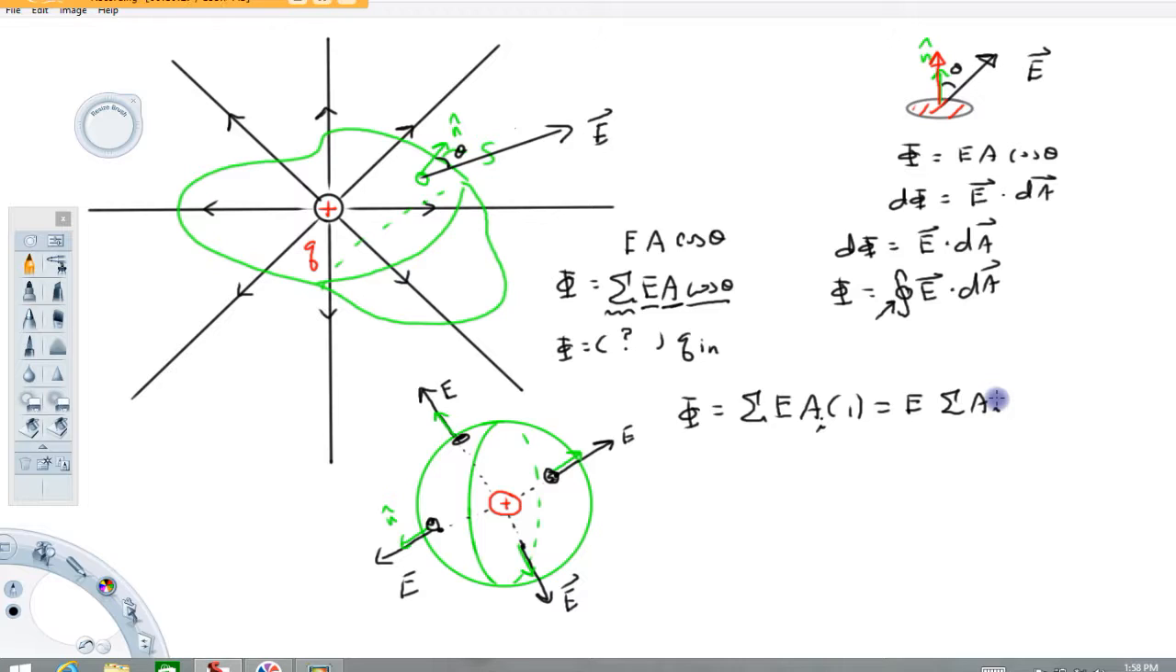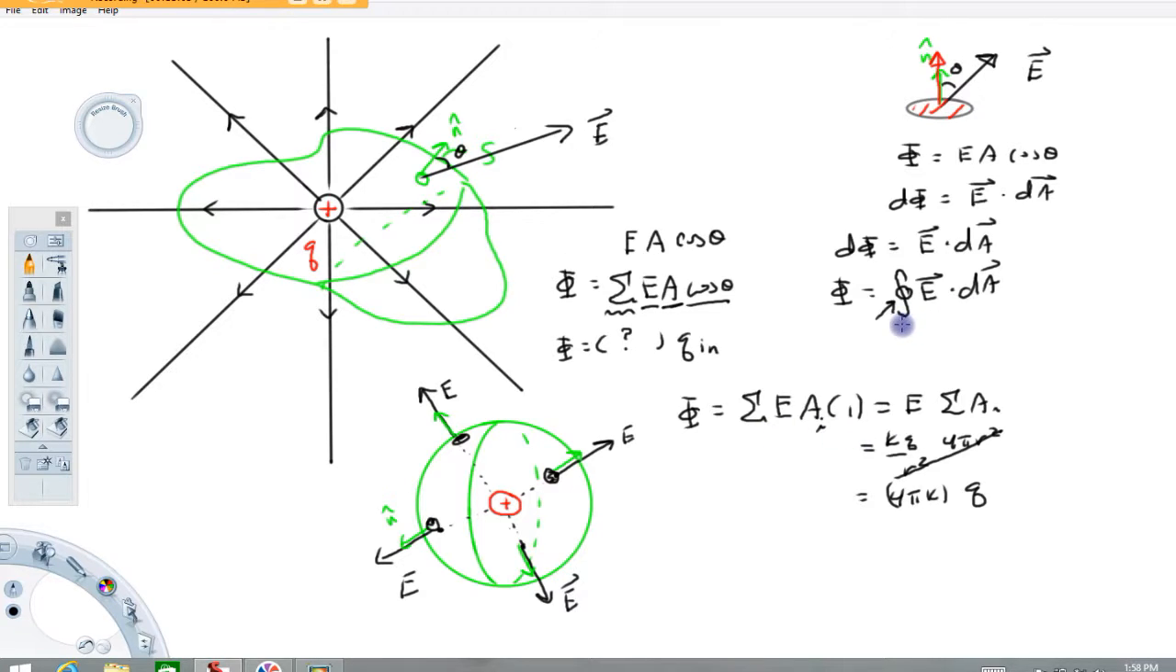Now, the electric field we actually have a value for. Because this is created by a point charge, we can write this as kq over r squared. And the sum of all the little areas, if I sum up all the little areas on this green sphere, I'm going to get the area of that green sphere, which is 4 pi r squared. And you'll notice these are going to cancel. So what we get here, and I'm going to group the constants, is 4 pi k times the charge that's inside of this surface.